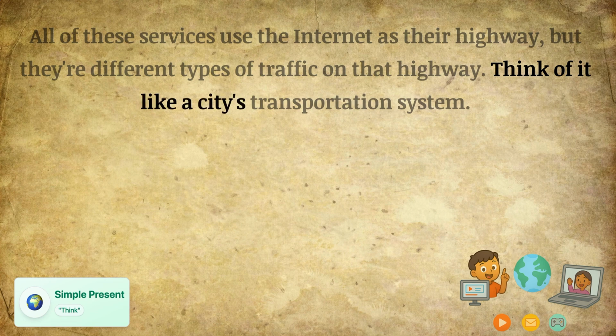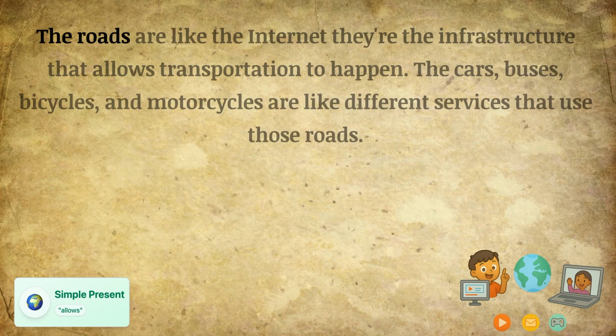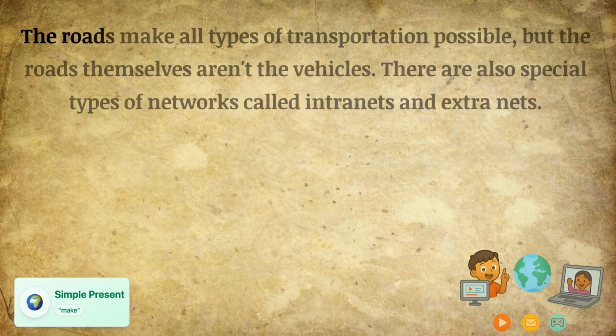Think of it like a city's transportation system. The roads are like the internet. They're the infrastructure that allows transportation to happen. But cars, buses, bicycles, and motorcycles are like different services that use those roads. The roads make all types of transportation possible, but the roads themselves aren't the vehicles.